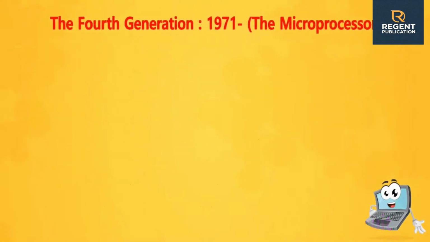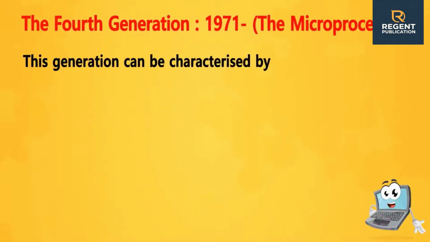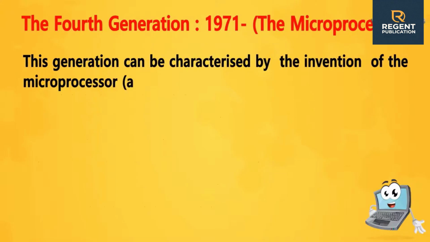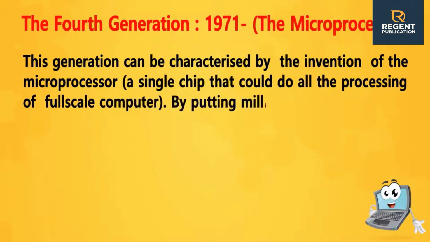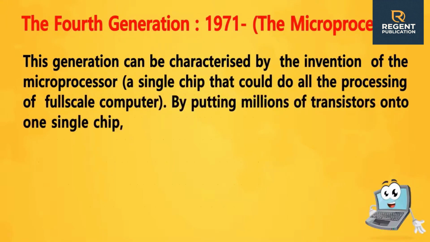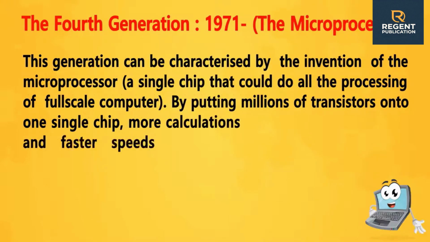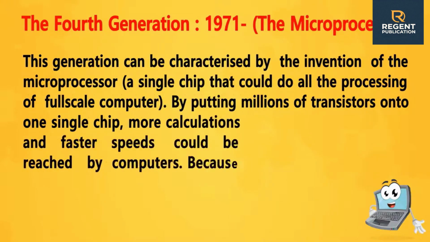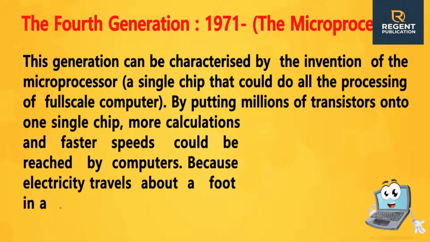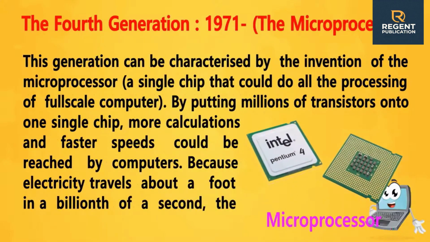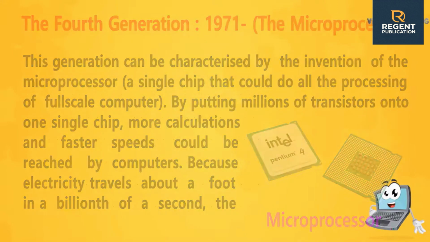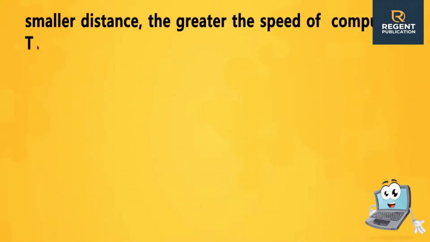The fourth generation, 1971, the microprocessor. This generation can be characterized by the invention of the microprocessor, a single chip that could do all the processing of a full-scale computer. By putting millions of transistors onto one single chip, more calculations and faster speeds could be reached by computers. Because electricity travels about a foot in a billionth of a second, the smaller the distance, the greater the speed of computers.